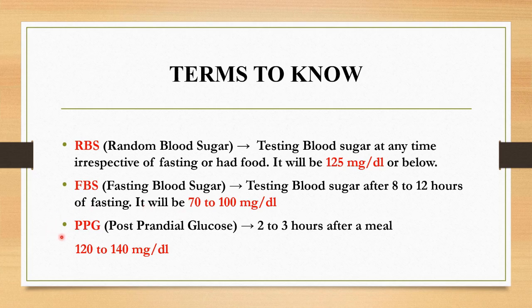The third one is PPG, that is postprandial glucose. Postprandial glucose means after taking food. Whenever doctors advise us to check the postprandial blood sugar, the ideal time to check is 2 hours after a meal. The normal will be between 120 to 140 mg per deciliter. So these are the three terms we should know: RBS, random blood sugar, FBS, fasting blood sugar, and PPG, postprandial blood sugar.